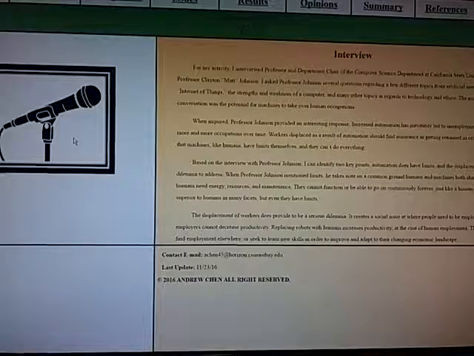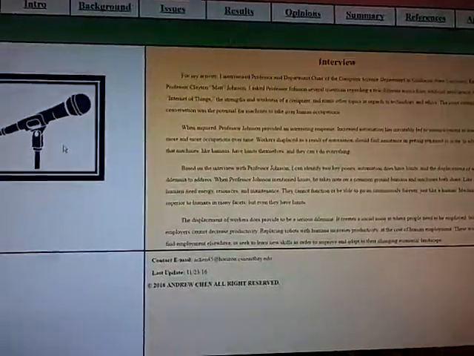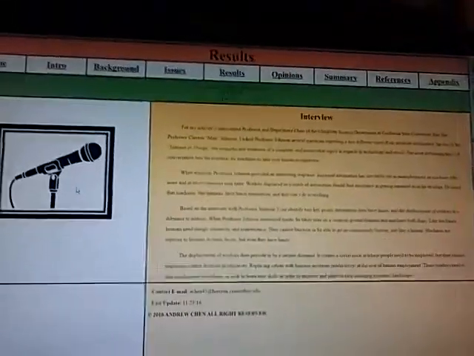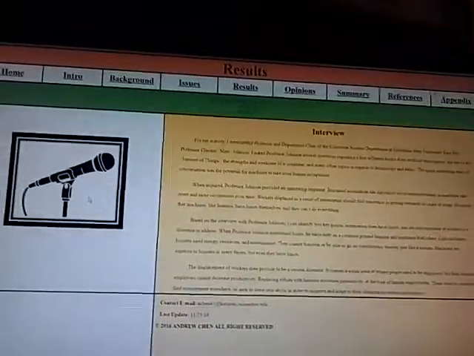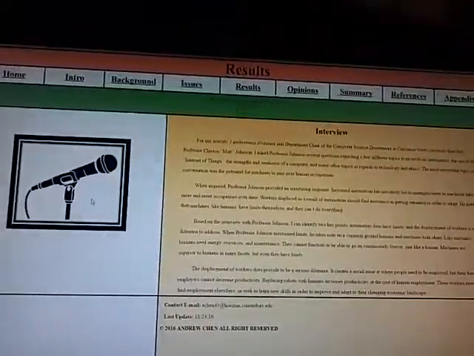Based on the interview with Professor Johnson, I can identify two key points. One, automation does have limits, and two, the displacement of workers is a dilemma to address. When Professor Johnson mentioned limits, he took note of the common ground that humans and machines share. Like machines, humans need energy, resources, and maintenance. They cannot function continuously forever, just like a human.